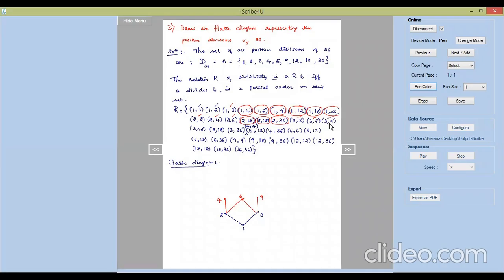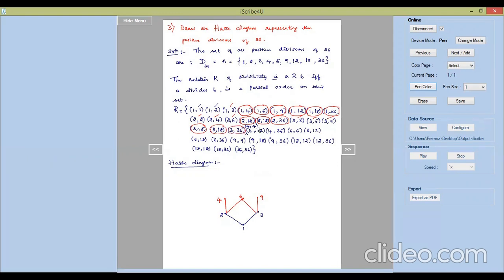Next we have 3, 12. 3, 12 I need not draw because 3 to 6 there is an edge, and 6 to 12 there will be an edge drawn. So 3, 12 I will not draw a separate edge. 3, 18 I will not draw a separate edge again because 3 to 6, 6 to 18 will be considered. So that is why 3, 18 also I will not be drawing. Then 3, 36 will also not be drawn. 3 to 6, 6 to 18, 18 to 36 can be considered. So that is the reason 3, 36 will also not be drawn.